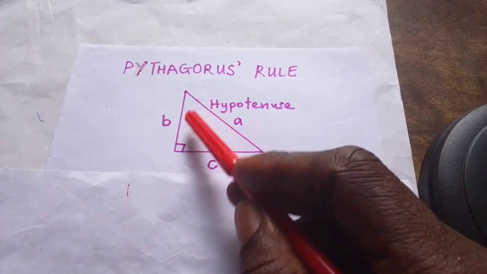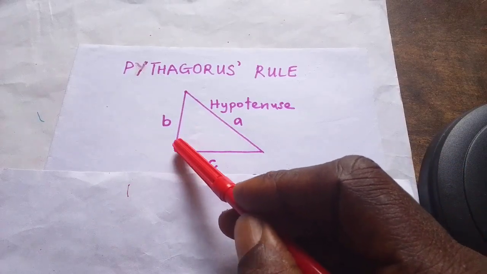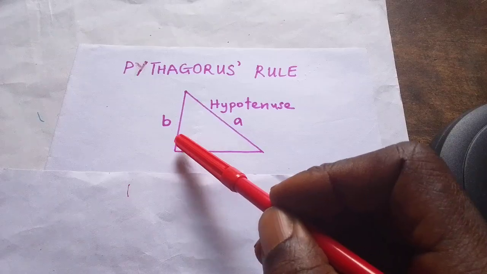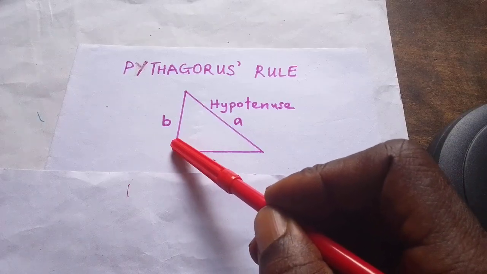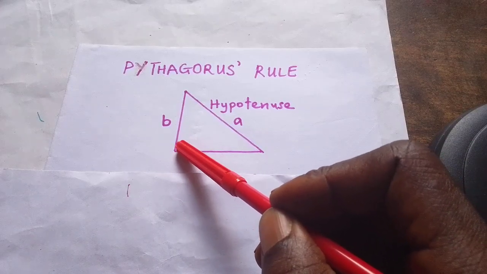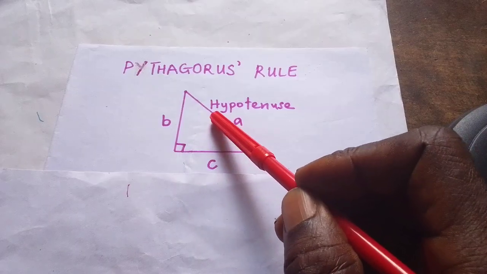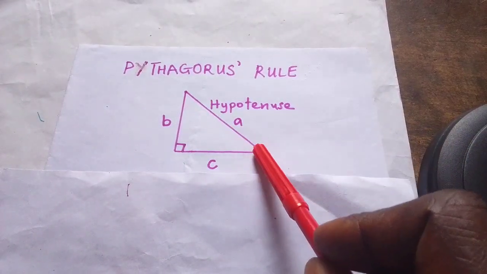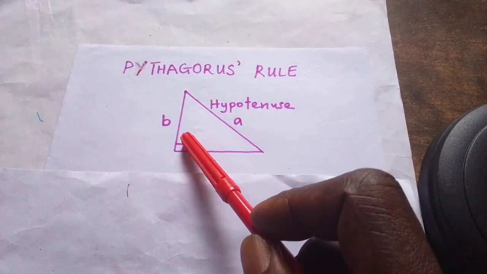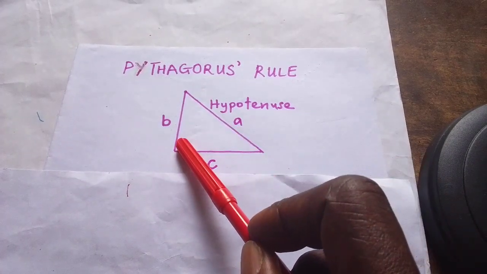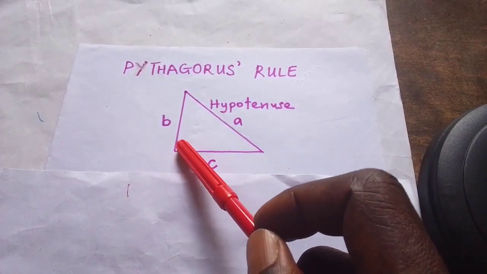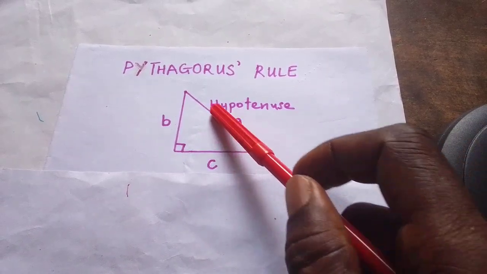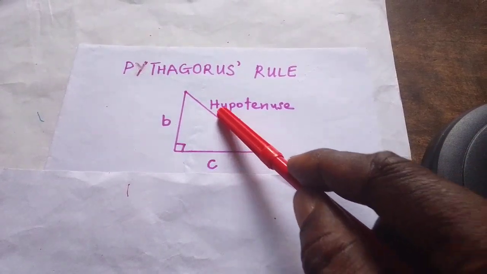In this triangle, you can see that this is a right angle here. So the line that is facing this right angle is this line. So this one makes this the hypotenuse, the line facing the right angle. The line facing this angle is line A. So this one is known as the hypotenuse.